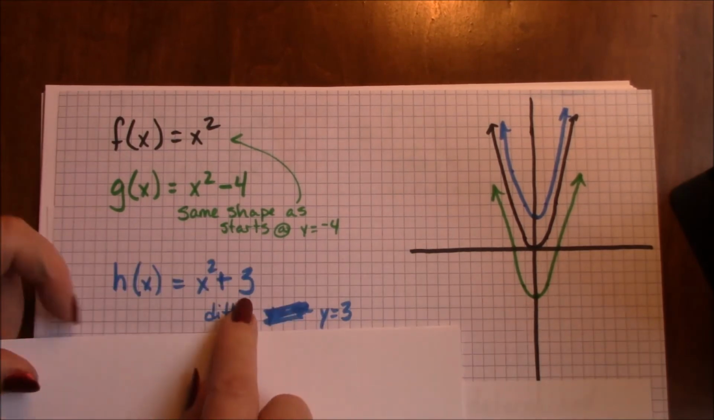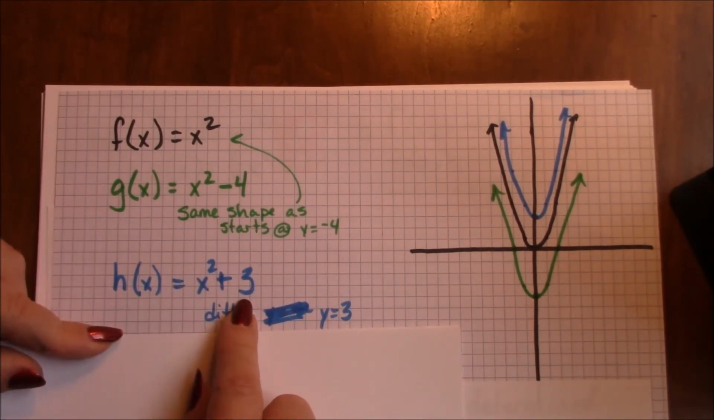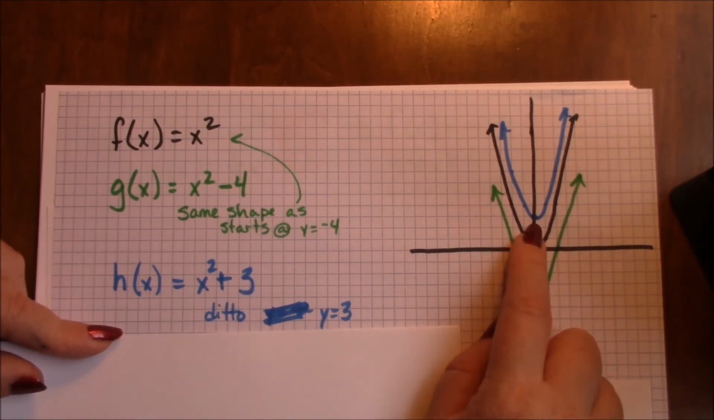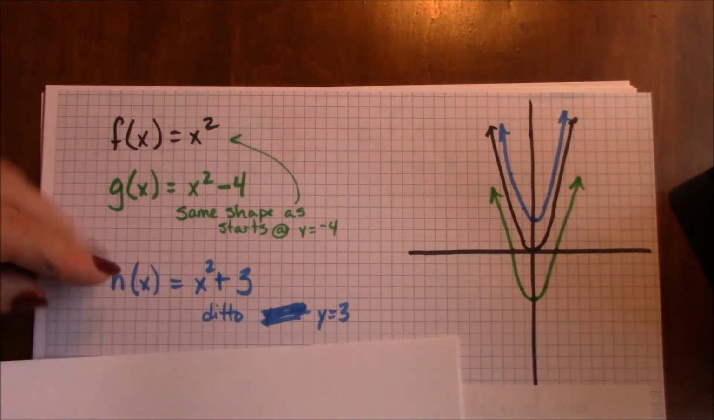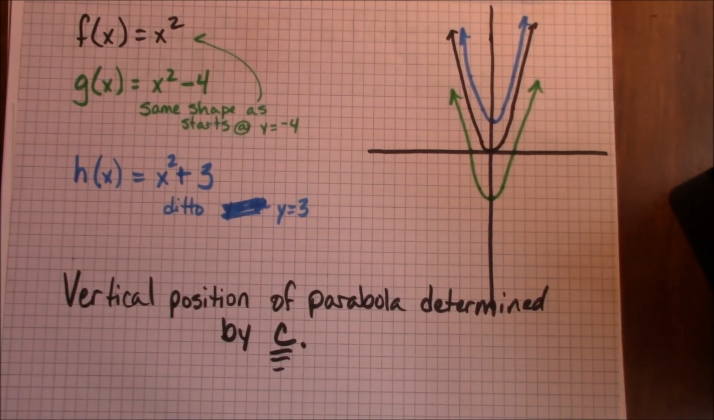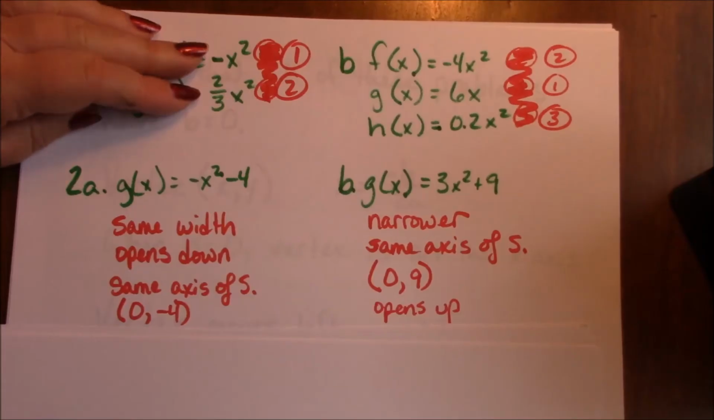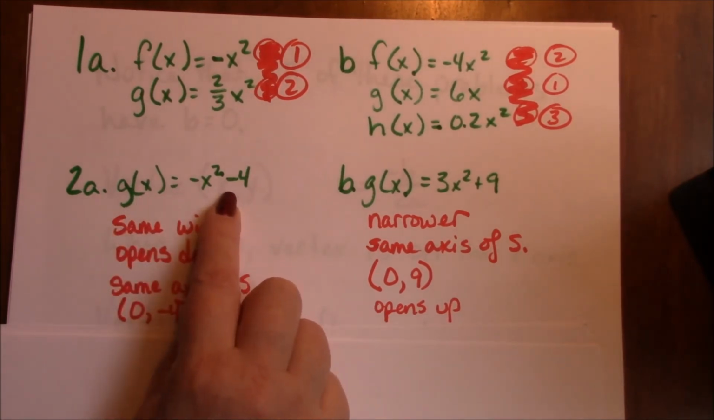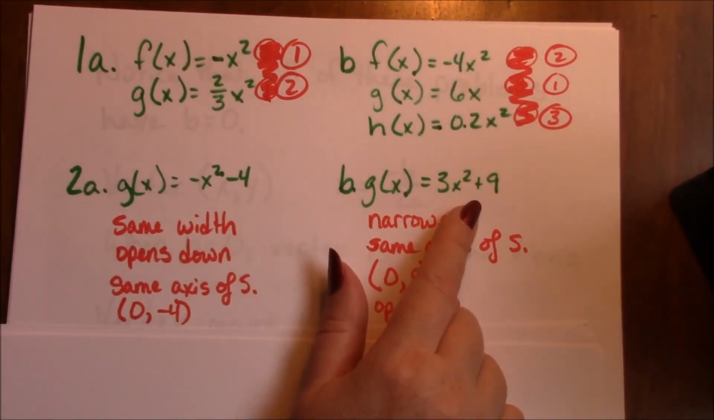And if you make c a positive number, same story, but it's going to start at y equals 3. So all c does overall is change the vertical position of the parabola. And again, we look at checkpoint number 2. Number 2 asks us to compare these equations with f of x equals x squared.